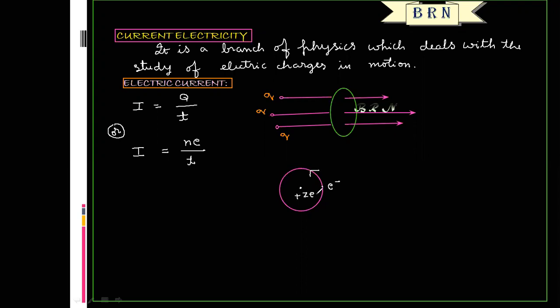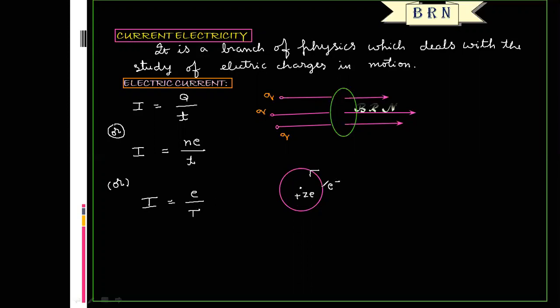Suppose the electron completes one rotation. What amount of current is produced in this orbit? That is very important. Here I is equal to n e divided by T. What is the value of n? Just one electron is revolving around the nucleus, so n is 1. So 1 into e divided by T, where T is the time taken by the electron to complete one rotation, that is the time period. The symbolic representation of time period is capital T.